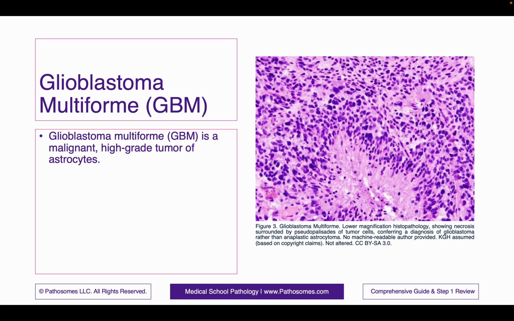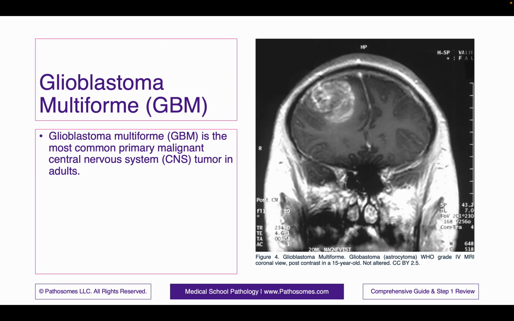Take note of that central necrosis surrounded by pseudo-palisading of tumor cells. That's a classic lesion. You will see it, I guarantee it. Glioblastoma multiforme is the most common primary malignant central nervous system tumor in adults. And we could see that clearly on this image here, this WHO grade 4 MRI. WHO means World Health Organization, by the way.